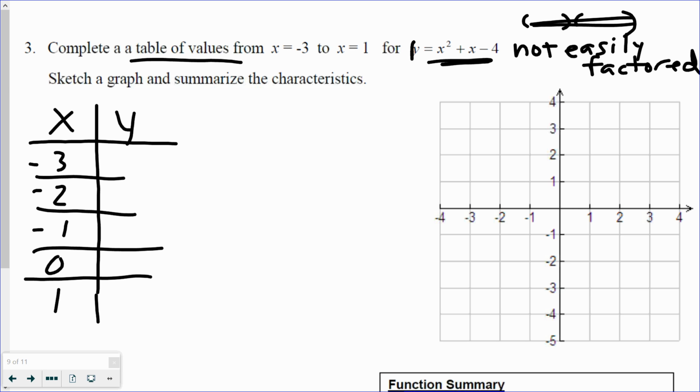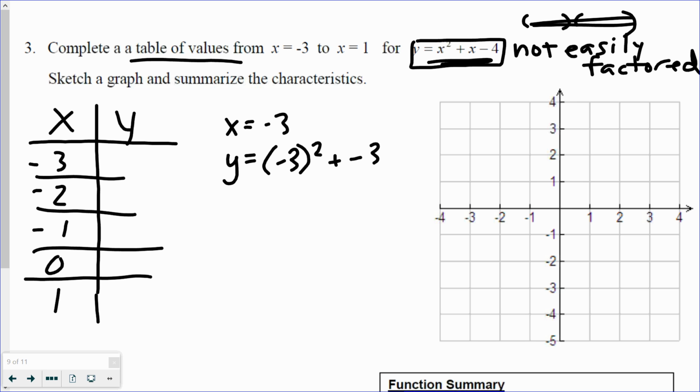So again, what we're going to do is substitute in x equals -3 into that. So y equals -3 squared plus -3 minus 4. It's -3 squared. Put brackets in it if you need to in your calculator. That's +9. So 9 minus 3 minus 4 is 2.